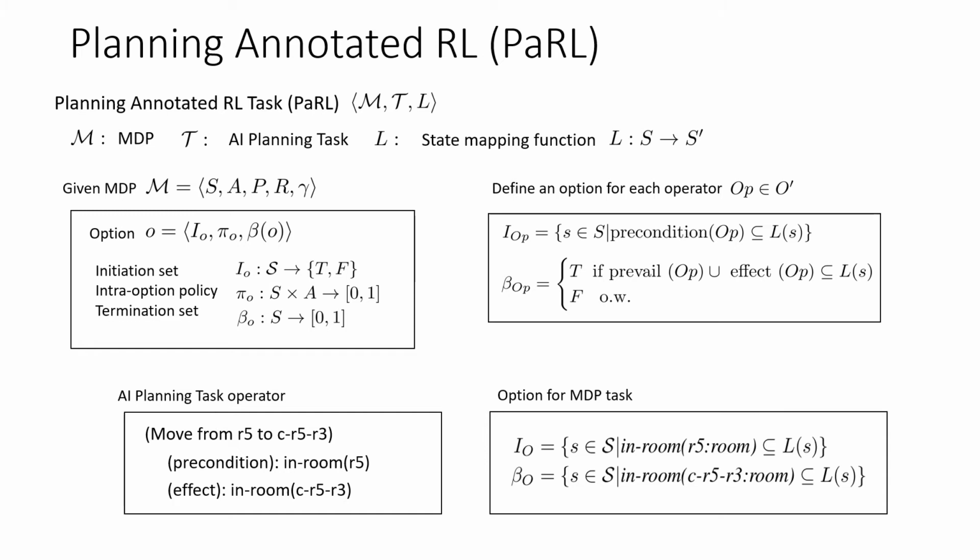Given an MDP, we define an option from each action operator in the AI planning task, where the initiation set is obtained by the precondition of the action operator, and the termination set is obtained by the effects. In the room navigation domain, if we had an action operator for moving from room 5 to a corridor between room 5 and room 3, we can test for the initiation or termination set by using the expression in the planning states through the state mapping function. In this way, we can define hierarchical RL with options defined by the PARL, except for the intra-option policy functions.